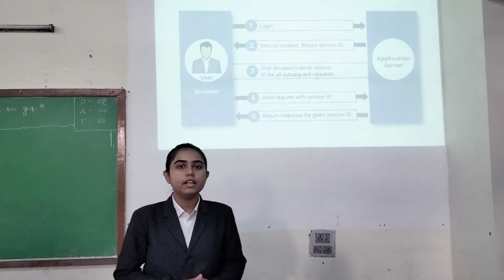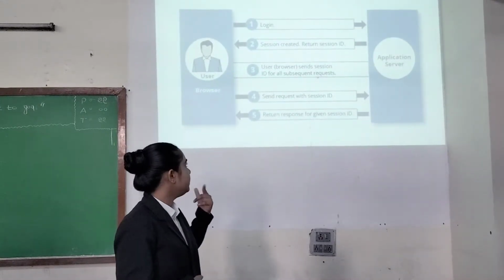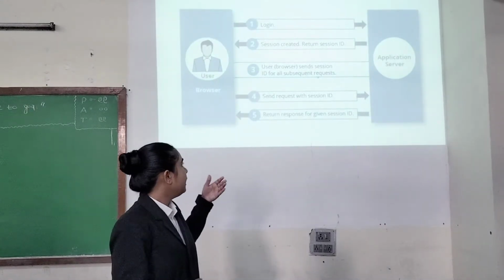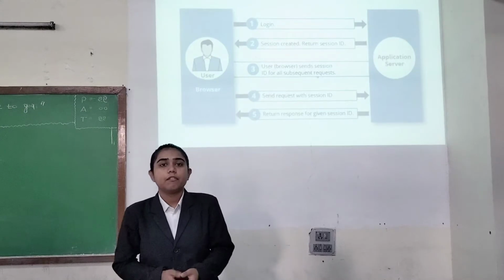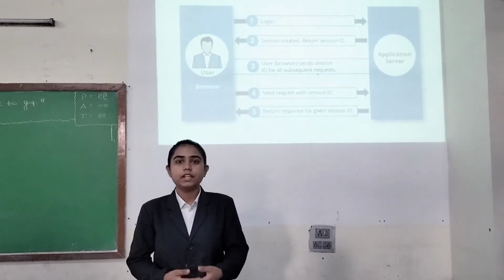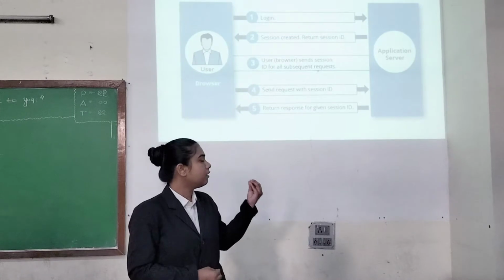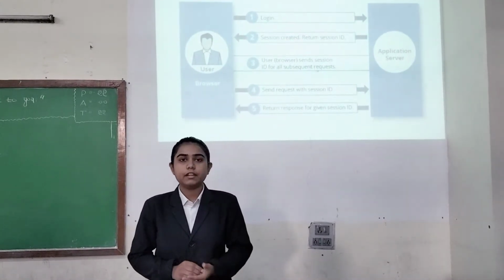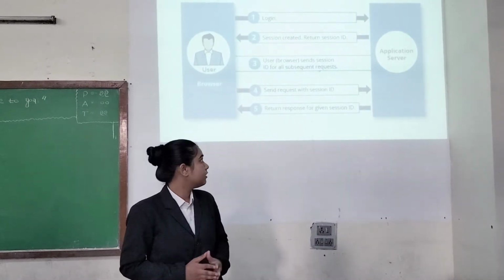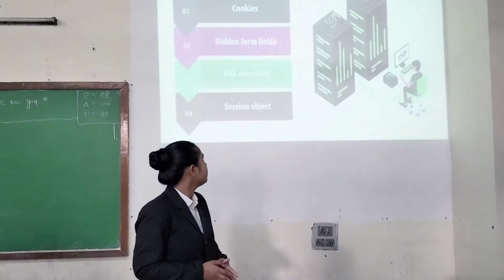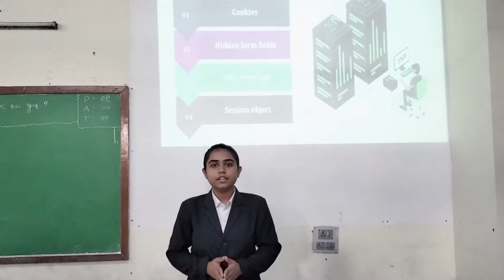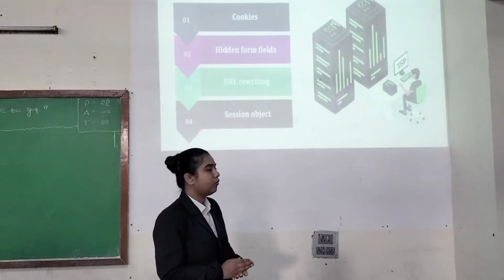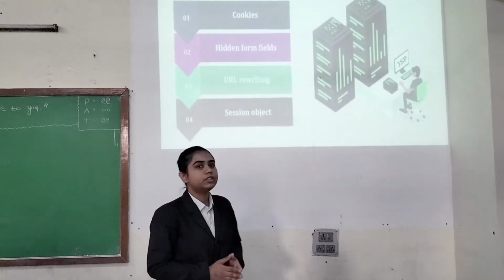Here in this figure you can see that once the user logs in, the server creates a session ID and stores the user's data. After that, whenever the user logs in to the website again, the server provides that data to the user again. So the user's data is stored on the application server. To create a session in a Servlet, there are four types: cookie, hidden form field, URL rewriting, and by using the session object.